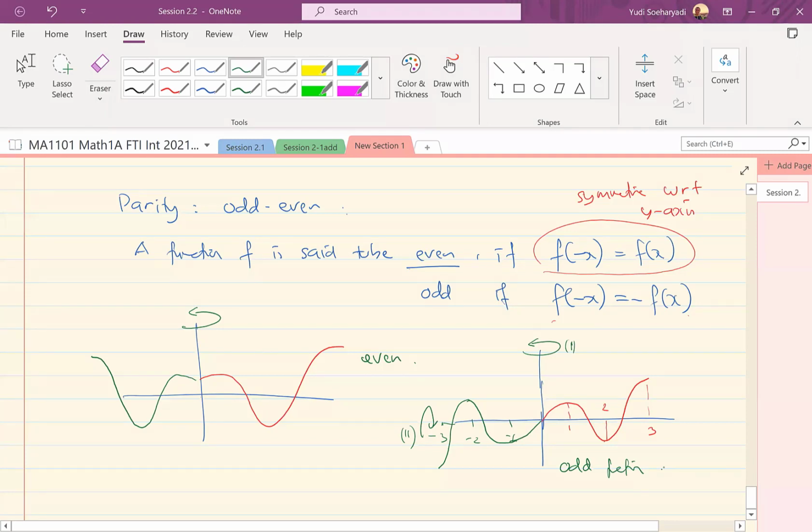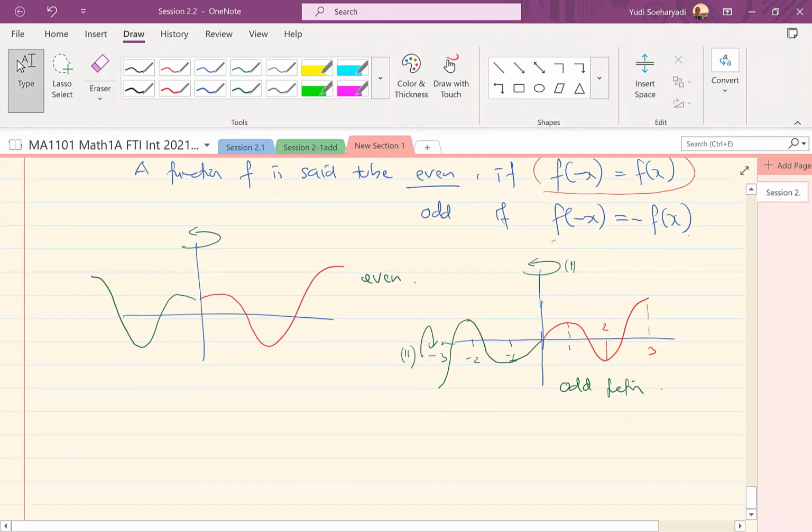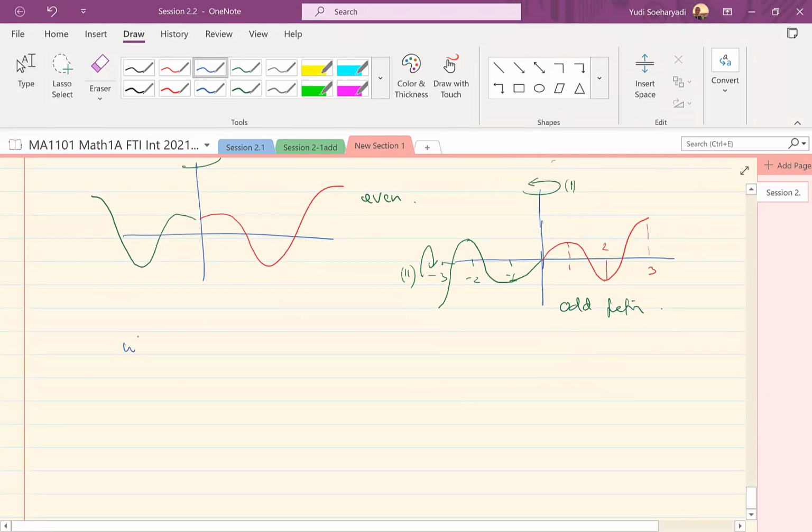And the thing is, why do we have the terms even and odd? It's like numbers, odd or even. What has that to do with odd or even? All right, so let's see here. Why the terms even and odd?